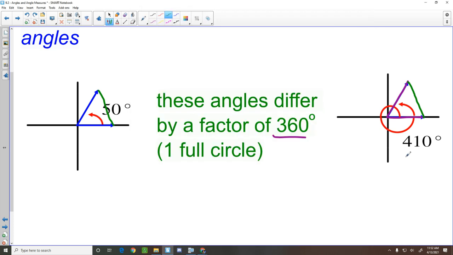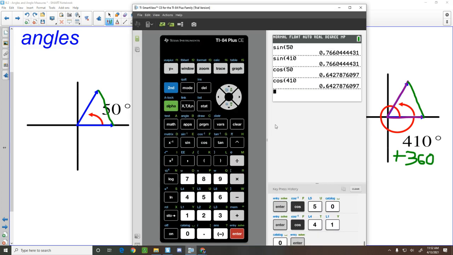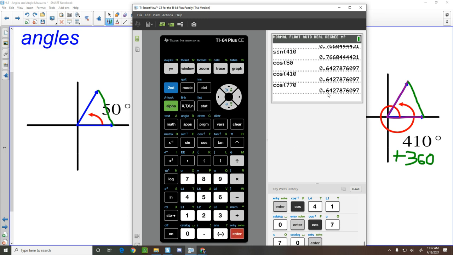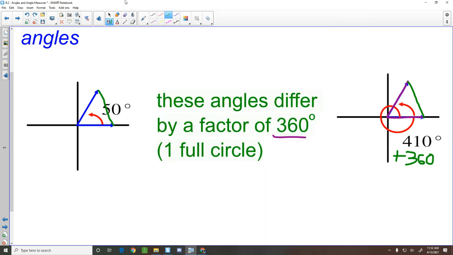Hey, what do you think would happen if we added another 360 to 410? What is 410 plus 360? 770? Let's see what the cosine of 770 is. 0.64278? Again, it's the same thing. And the other cool thing is we can go backwards also. So here I'm at 50. What if I rotated in the negative direction?